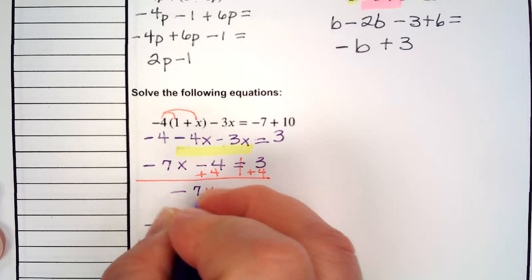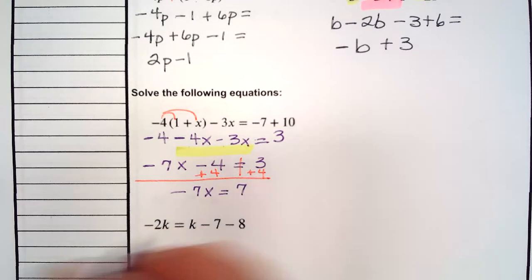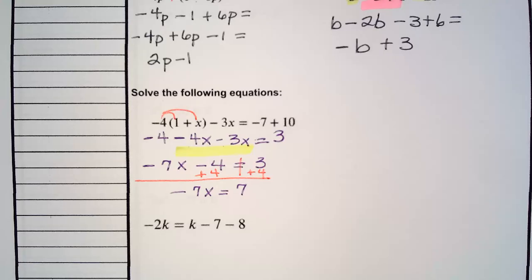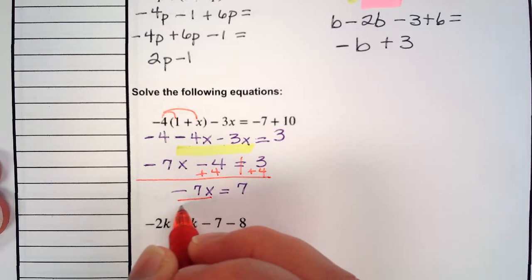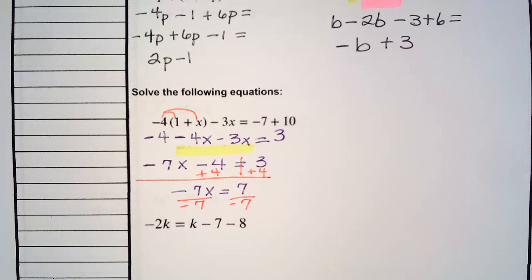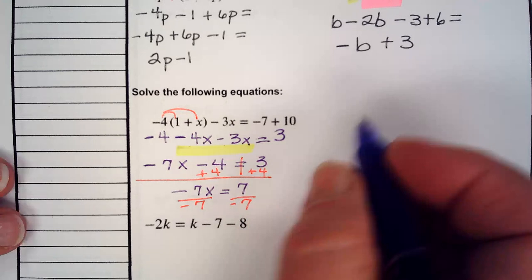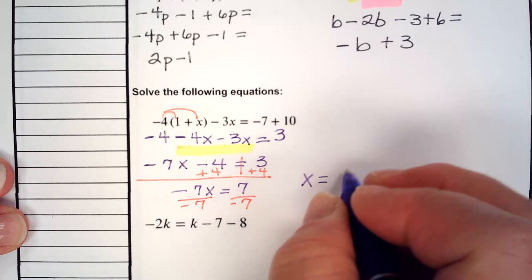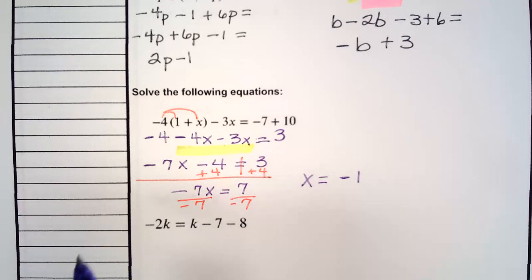Negative 7x is equal to positive 7. Negative 7 times what gives me positive 7? Well, it's going to end up being negative 1, because negative times negative gives me a positive. X is equal to negative 1.